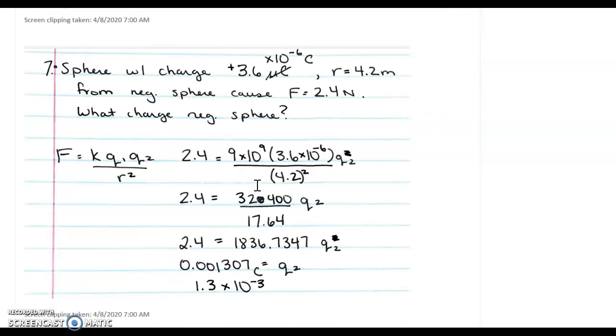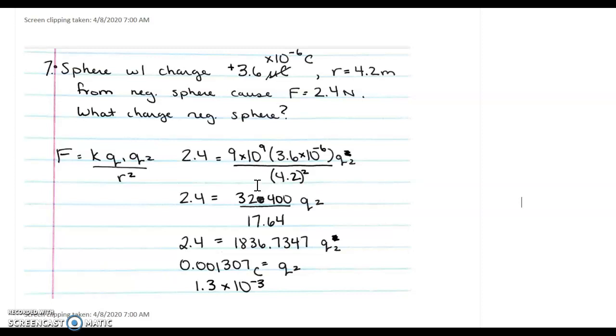And lastly, a sphere with a charge of plus 3.6 microcoulombs. Microcoulombs was in the notes. It just means coulombs times 10 to the negative 6th. So it's 3.6 times 10 to the negative 6 coulombs. That sphere is a certain distance away from a sphere with a negative charge, causing a force of 3 newtons.